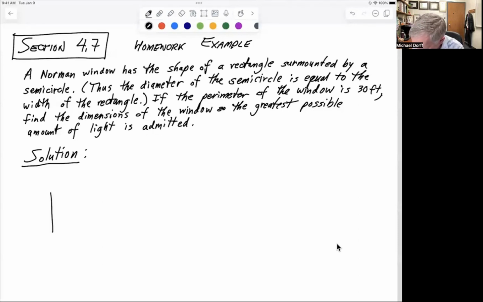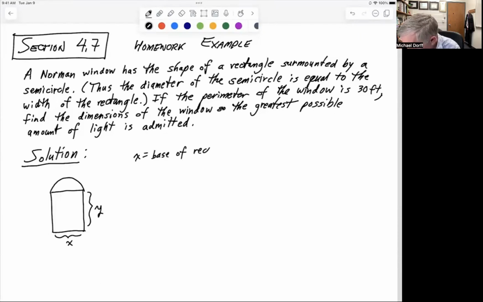So we've got a rectangle for the base of the window, and then on top of it, we have a semicircle. All right, so that's what a Norman window looks like. And let's call the base, this length here of this rectangle, X, and this height be Y. So X equals the length of the base, and Y equals the height.